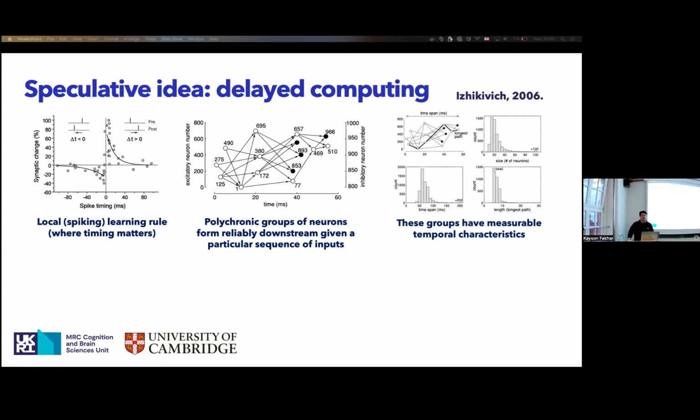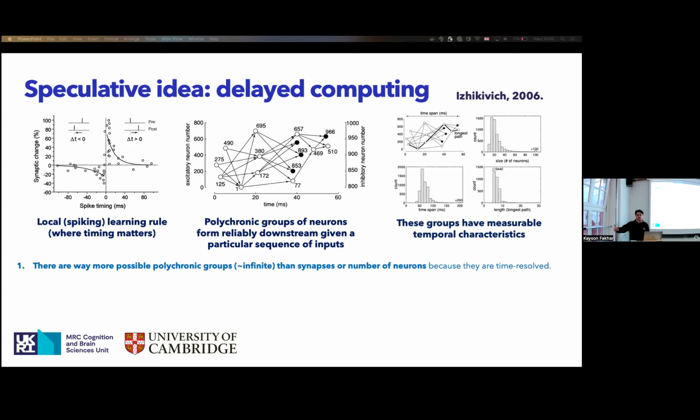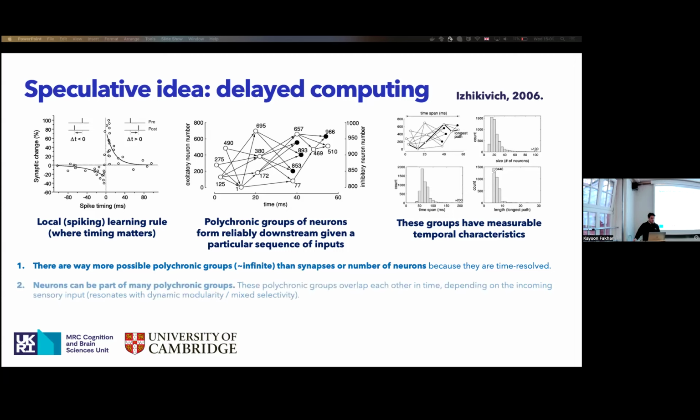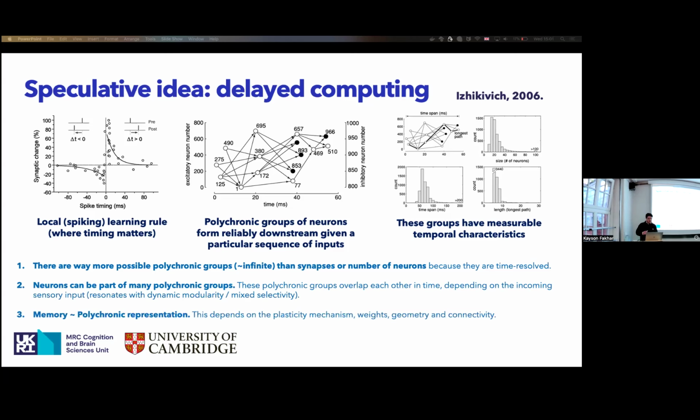What he puts forward is very interesting, because there are many polychronic groups that could emerge. You can have many polychronic groups for an arbitrary number of sequences, nearly infinite, because they're time resolved. So you can have overlapping polychronic groups, and a single neuron can be part of many polychronic groups simultaneously. So it's kind of resonant with this dynamic modularity or mixed selectivity idea. And in these models, he thinks of memory as some polychronic representation.